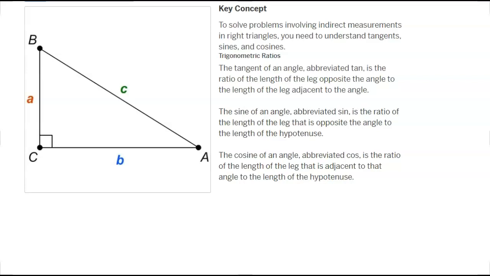The tangent of an angle, abbreviated TAN, is the ratio of the length of the leg opposite the angle to the length of the leg adjacent to the angle. The sine of an angle, abbreviated SIN, is the ratio of the length of the leg that is opposite the angle to the length of the hypotenuse. The cosine of an angle, abbreviated COS, is the ratio of the length of the leg that is adjacent to that angle divided by the length of the hypotenuse.